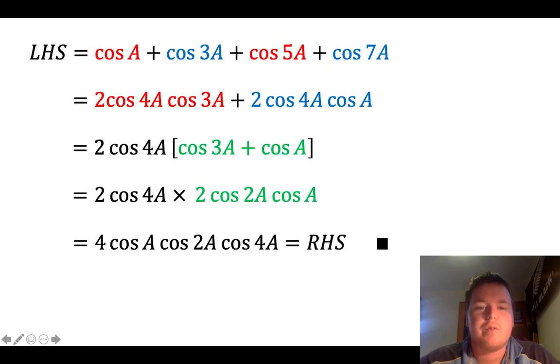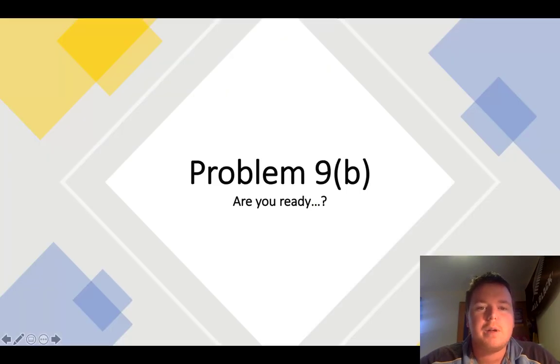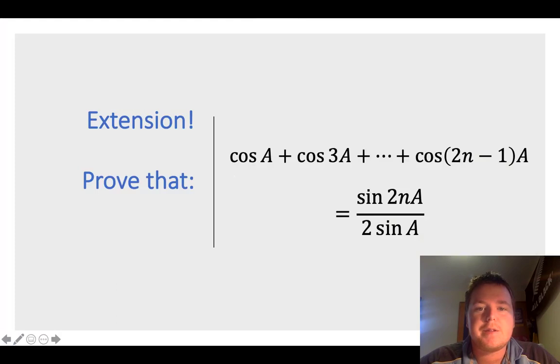Okay, so it's not too bad for a warm-up. Problem 9b. Take the same sum, but continue it on to an nth term. So we stopped ours off at cosine 7a, but what happens if you continued through till the nth term? Well, apparently, the closed formula for it is just sine 2na over 2 sine a. Alrighty.